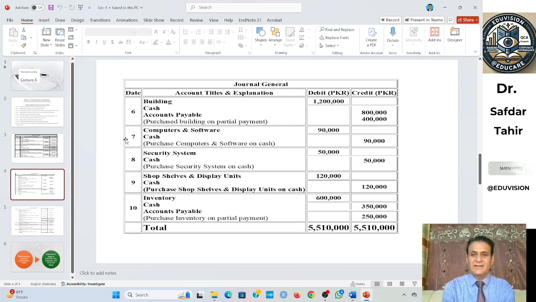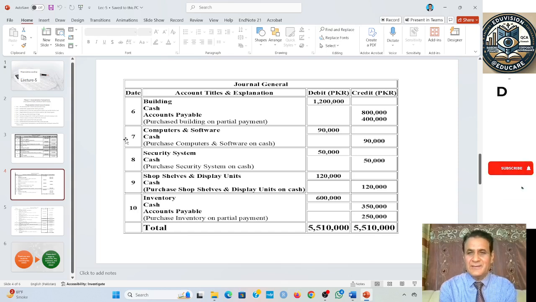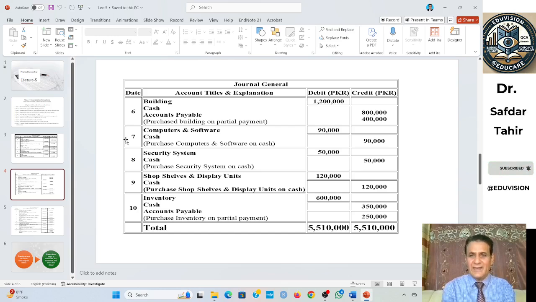In the sixth transaction, we purchased a building of 12 lakh rupees and paid cash of 8 lakh and account payable of 4 lakh. The building increased from 0 to 12 lakh, that is debited. The cash decreased by 8 lakh, that is credited. Account payable increased 4 lakh, that is also credited.